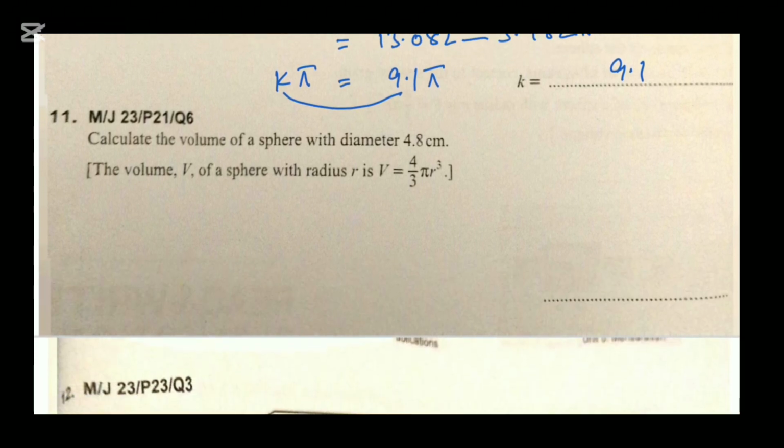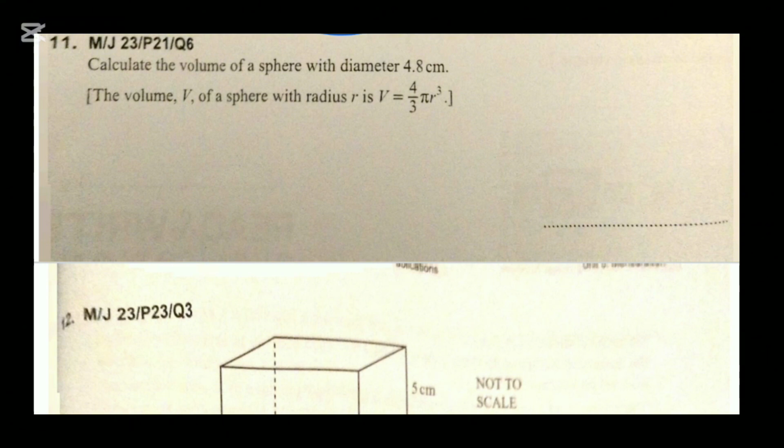Calculate the volume of a sphere with diameter 4.8. The volume of a sphere with radius r is V is equal to 4/3 pi r cube. This is also a very easy question. You can use this formula and you can solve it.